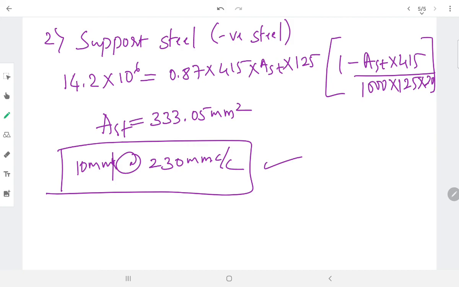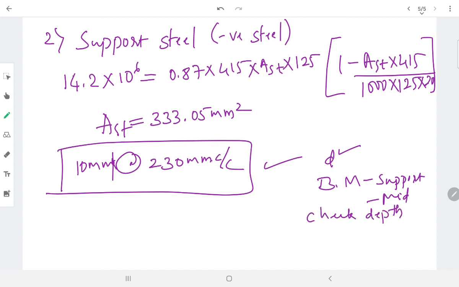So what we have done in the one-way slab: first we calculated the effective depth required. Next we calculated the bending moment at support and at mid-span. Then we did the check for depth, in which we compared the required depth and provided depth. The depth required is lesser than what we have provided, so it is safe. Last, we calculated AST for the mid-span as well as the support. So this is a brief revision of the steps.